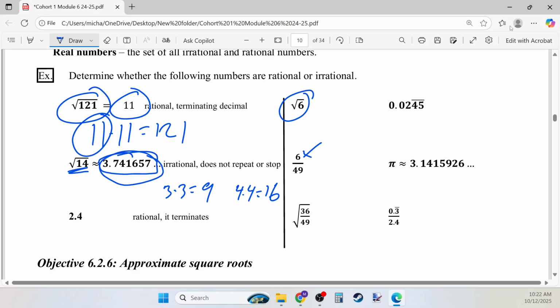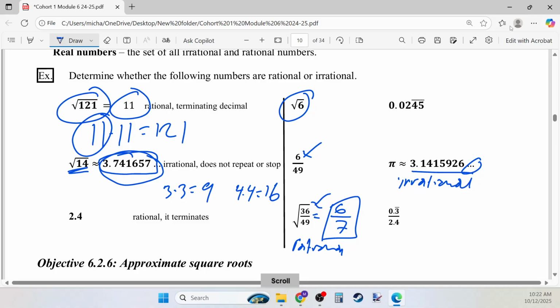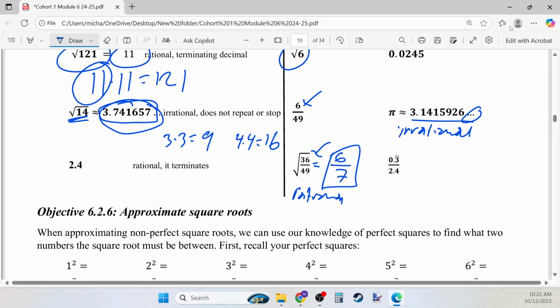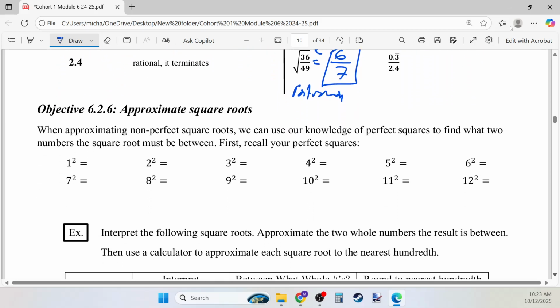This one's written as a fraction, so it's rational. This one, the square root of the top is 6, the square root of the bottom is 7, so this one is nice and rational. This one, it says it's a non-terminating decimal, so it's irrational. And you can do the rest on your own. The non-terminating, non-repeating decimal.